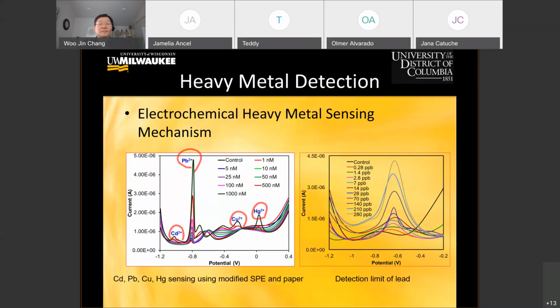Also, because I can adjust the deposition time, I can detect very low concentrations of the heavy metals as well. So that is another advantage of this method, as I already mentioned.